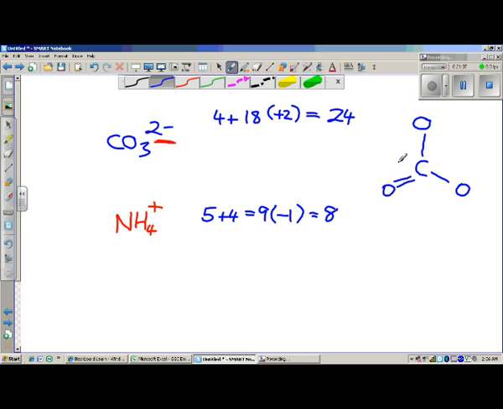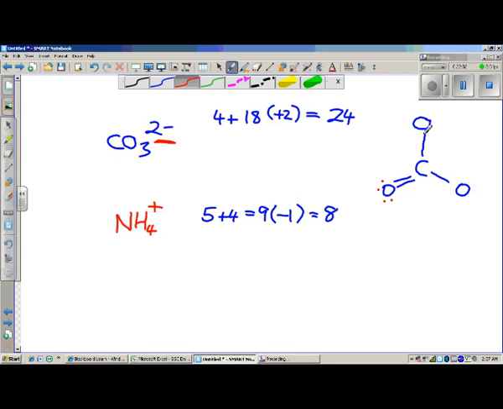Let's see what else we have to do. We've used 4 bonds so far, so that's 8 electrons. That means we've got another 16 to place. That's a whole lot of electrons. Do we need to place any electrons around the carbon? Well, that would be a no. What about on this oxygen? Well, that would be 2 lone pairs there.